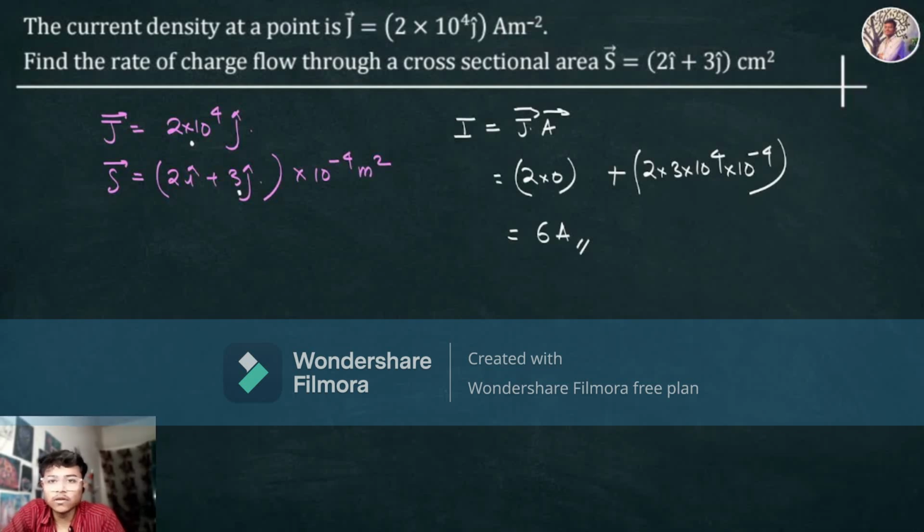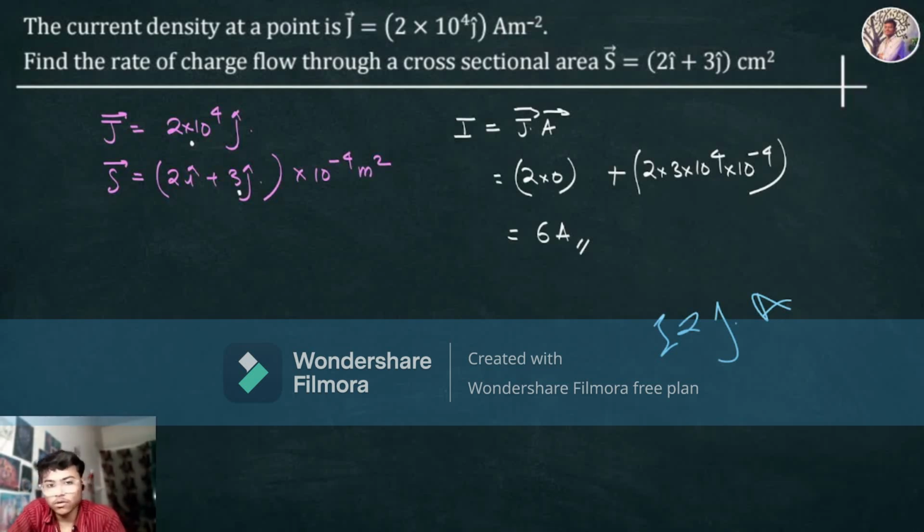Okay, so here is the vector given current density. Find the rate of change of flow through the cross-sectional area, where J is equal to 2i plus 3j. We know the formula for current is I equals J dot A. So we get the dot product, and we know that i dot i will be one because it is a dot product, so theta is zero and cos theta will be one.